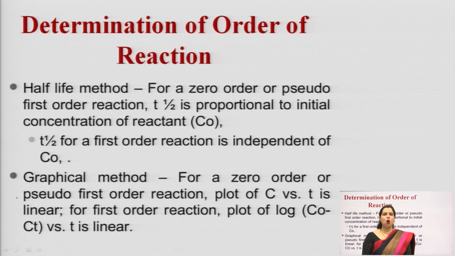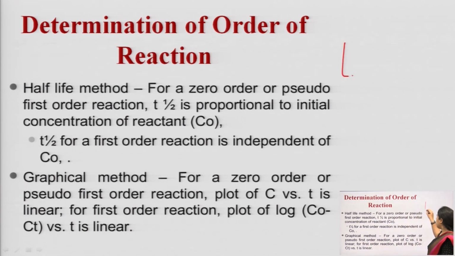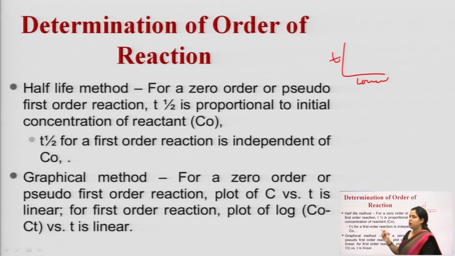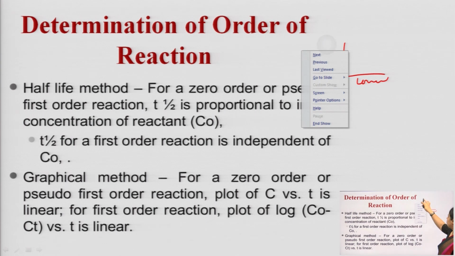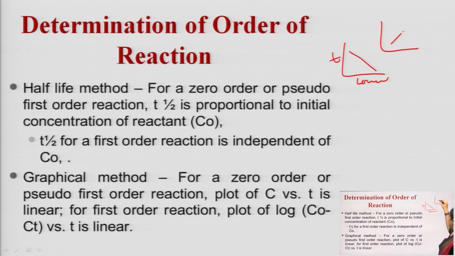Graphical method for a zero order or pseudo first order reaction: plot of C versus time. In our earlier discussions, we discussed this type of graph of concentration and time. Generally, we can plot graphs for zero order, first order, second order and pseudo orders as well. It is a linear representation; for first order, the plot of log (C0 minus Ct) against t is linear. So, sometimes in zero order we get this type of slope, and for first order this type of slope.